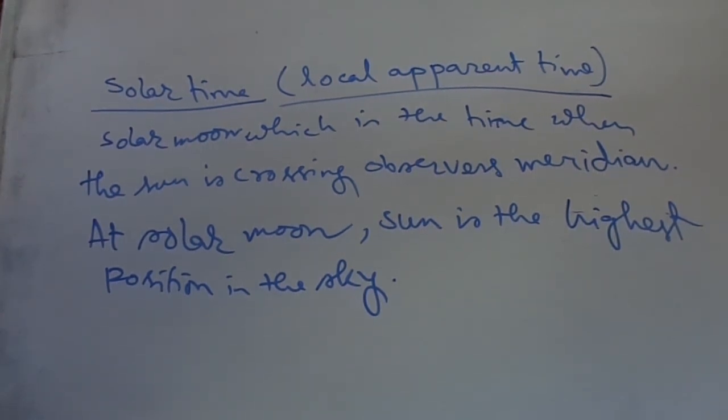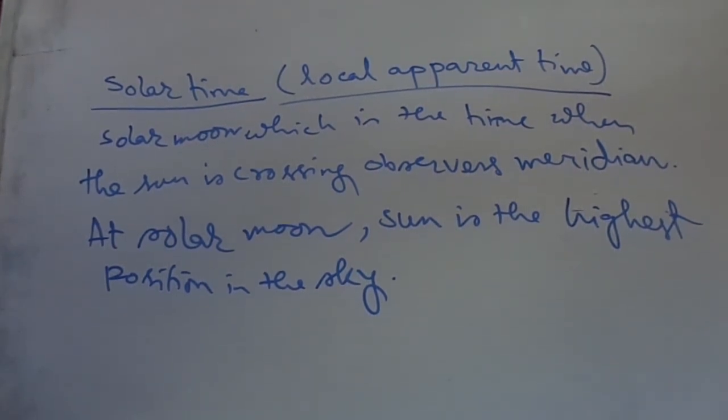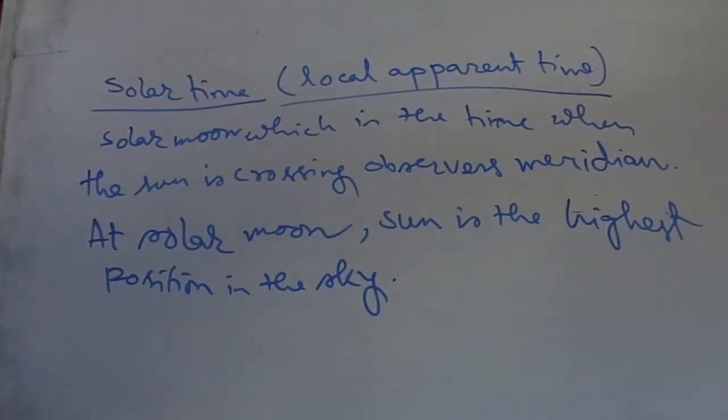Next, solar radiation geometry is very important. First we have to consider latitude and declination. Thank you.